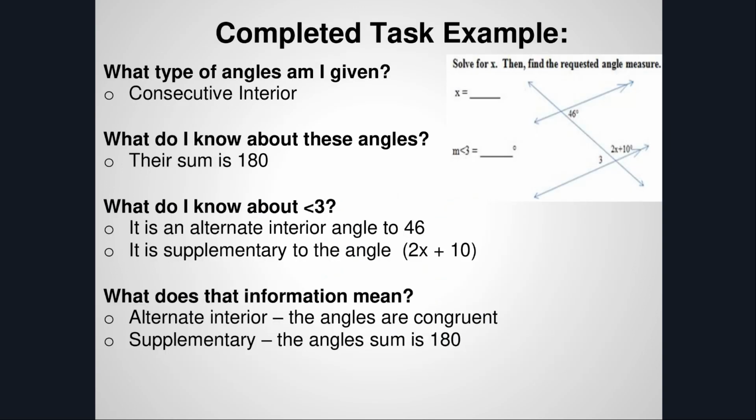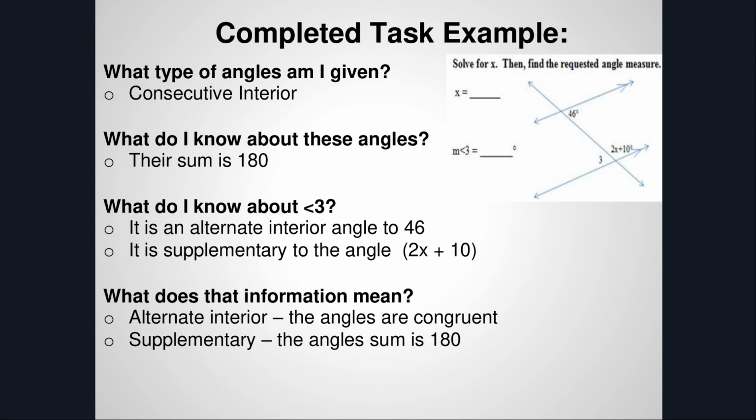So here's a completed task example. I said solve for X, find the requested angle. We would talk about, well, what angles are you given? You see angles. What are they? Someone might say an acute. Yeah, you have an acute. You have an obtuse, but be more specific. Consecutive interior. Well, what does that mean? They're on the same side of the transversal. Well, what does that mean about them? It means their sum is 180. Okay. Oh, so I add them and set them equal to 180. That's what I'm trying to get at.